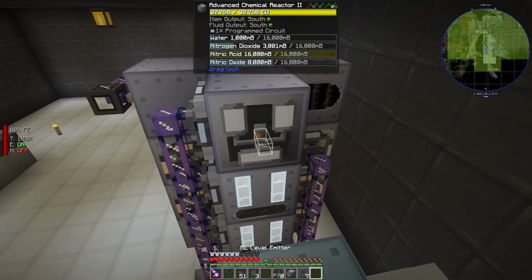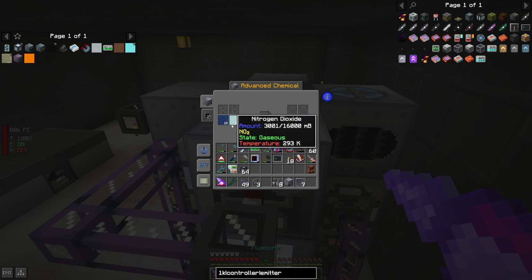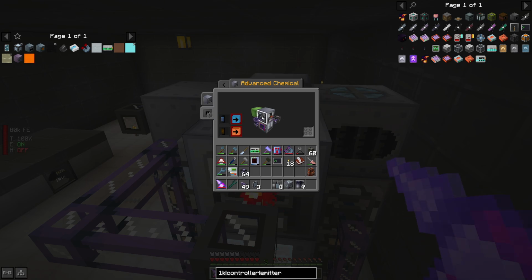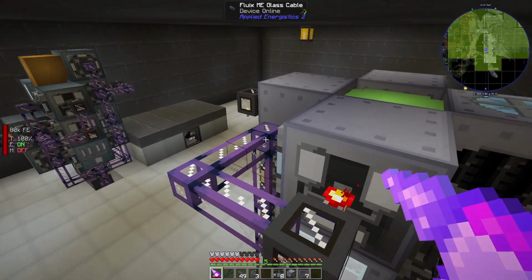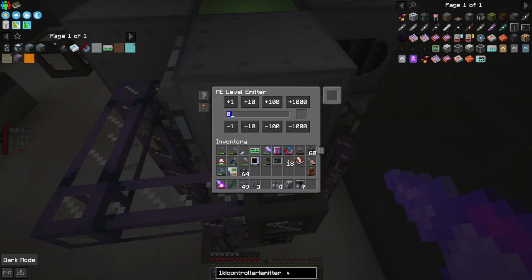And pop that there. Okay, so we're going to eject. Nope, wrong fluid. Okay, so that should be all in there now in the system.